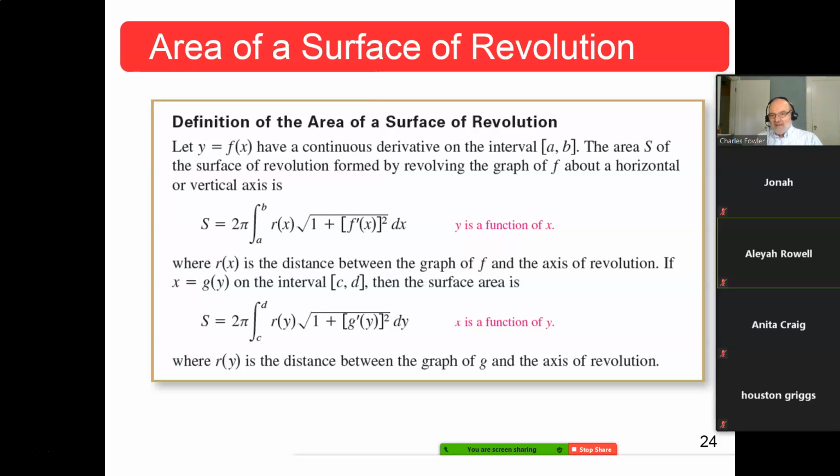If you change that x to a g of y on the interval c to d, then the surface area would be this, and now you're going around the y-axis, or around an axis parallel to the y-axis, a vertical axis. Let's put it that way. That's an easier way to say it, around the vertical axis. So now it's beginning to look more like your arc length things when you have functions of x or y. Okay.